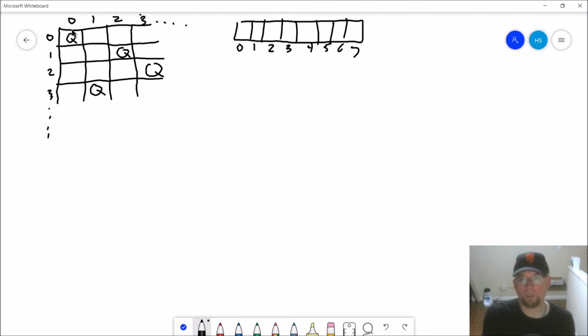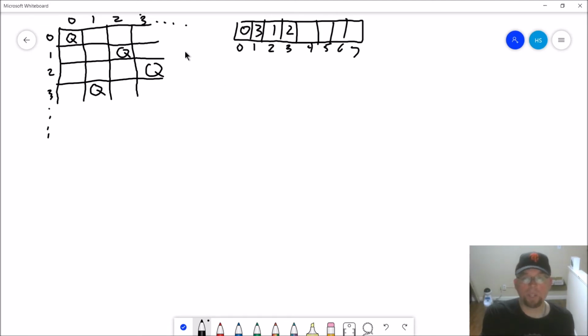So for this first column, the queen's in the 0th row. For the second column here, the queen's in the 3rd row, right? And then for the 2nd column, the queen's in the 1st. And then for the 3rd column, it's in the 2nd, right? And so on, okay? So that would be one way of doing it.